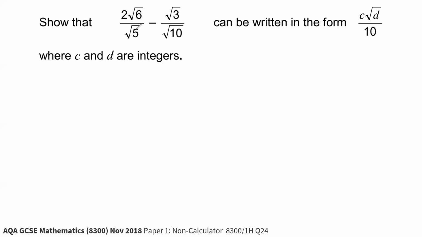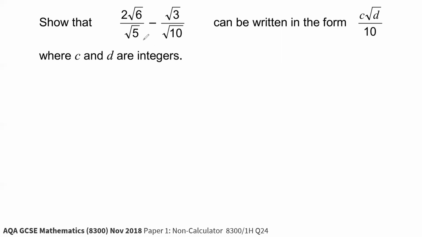So if we look at this question, we've got 2 root 6 over root 5 minus root 3 over root 10. Now, with all of these questions, despite the fact that it's a surd, you've got to use the normal principles of mathematics. So if we were looking at two fractions, say 2 root 6 over 5 and root 3 over 10, you would very quickly realise that you cannot do a straight subtraction because the denominators are not the same.